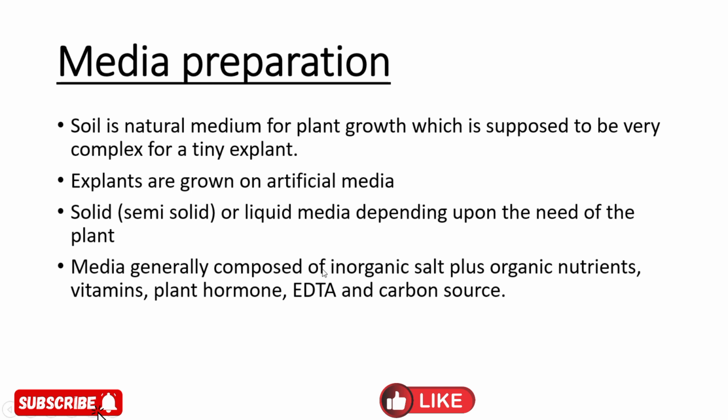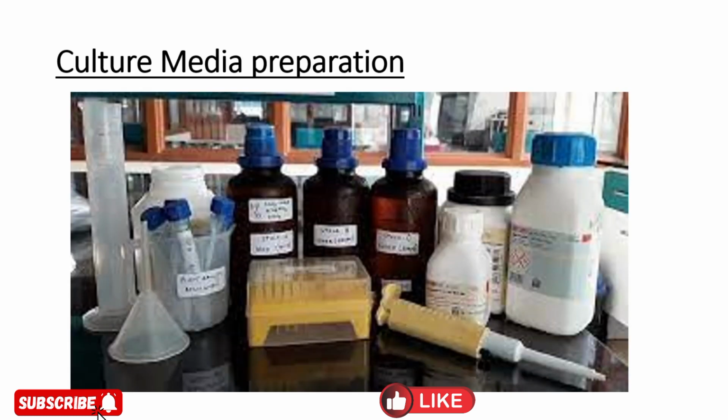Plant media are basically composed of inorganic salts plus organic nutrients, vitamins, and plant hormones, including various types of plant hormone such as auxin, gibberellin, cytokinin, and brassinosteroid, used in artificial as well as natural form. Ethylenediaminetetraacetate and a carbon source are used within the medium. These are various types of chemicals, organic, inorganic, plant growth regulators, etc., which are used in media preparation.